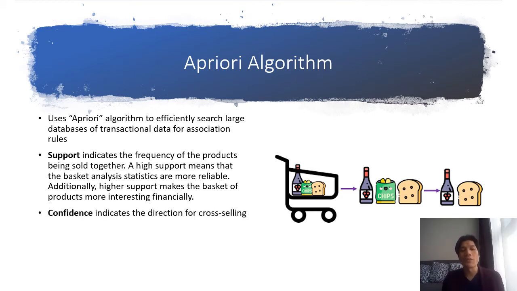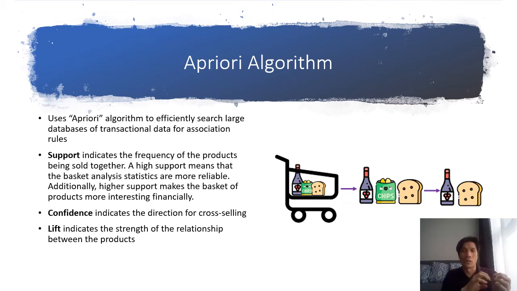The other thing is confidence, indicating the direction of the cross-selling. Indication of the direction of cross-selling means that you have two items. So is the confidence higher for item 1 to item 2, or is the confidence higher for item 2 to item 1? If you're looking at two items, you have to see two different confidences. And then of course there's lift, which indicates the strength of the relationship between the products. So if I buy this, what is the high chance that I'll buy that as well? I'm going to break this down into more detail for you.